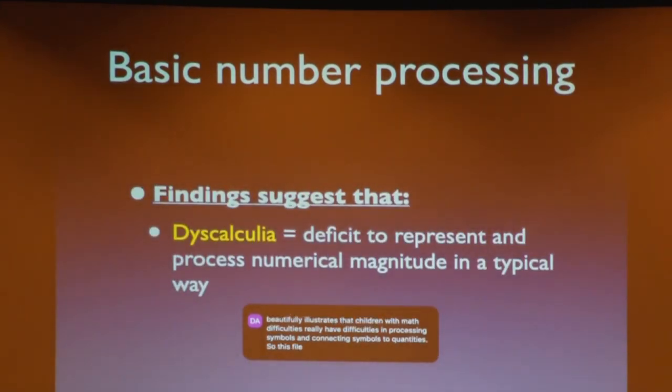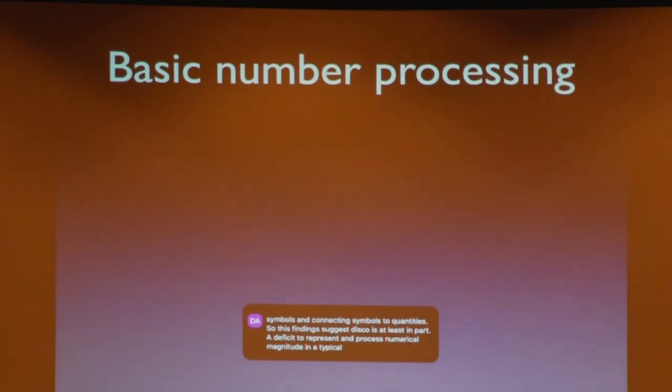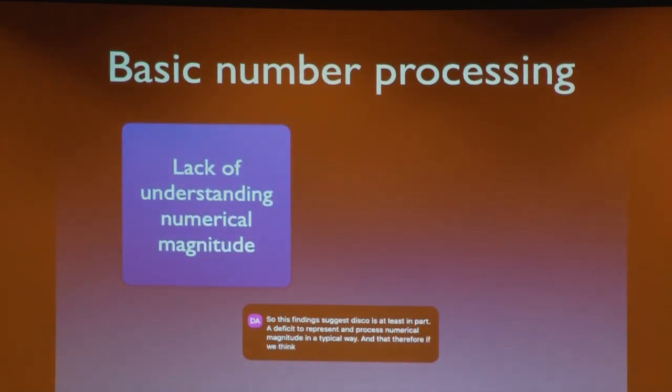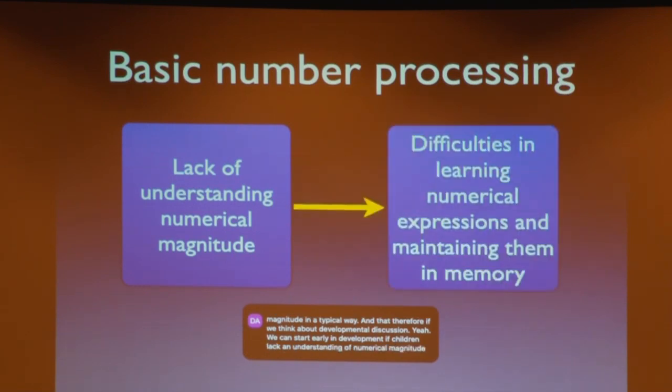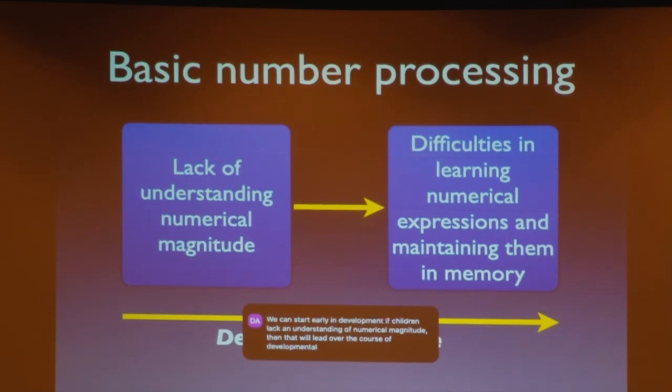So this finding suggests that dyscalculia is, at least in part, a deficit to represent and process numerical magnitude in a typical way, and that therefore, if we think about developmental dyscalculia, we can start early in development. If children lack an understanding of numerical magnitude, then that will lead, over the course of developmental time, to difficulties in learning numerical expressions and maintaining them in memory. And I just want to take one moment to unpack that a little bit more, because I think this is a really critical point. You know, sometimes we say, does a child have a working memory difficulty? Do they have a processing difficulty?